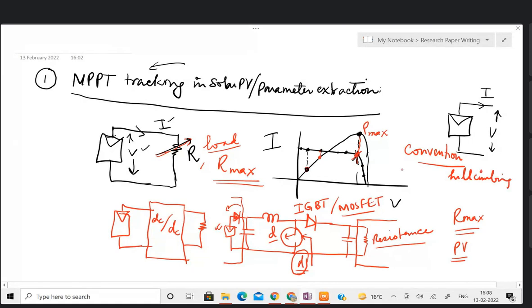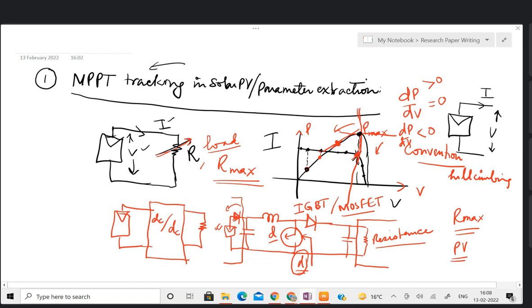In the hill climbing method, we try to find out the slope of the PV curve. This is your P, and on the x-axis is V. If dP by dV is equal to 0, that means we are here. If dP by dV is greater than 0, then we are on the left side of this line, and if dP by dV is less than 0, then we are on the right side of the curve.